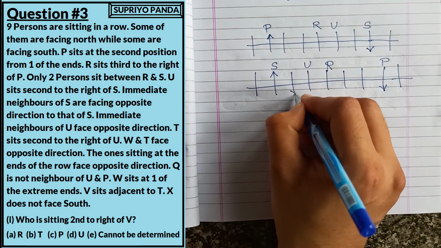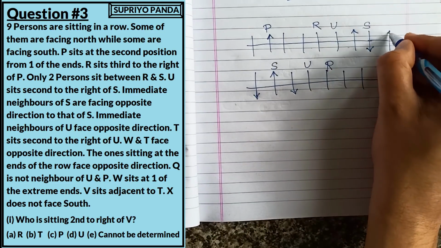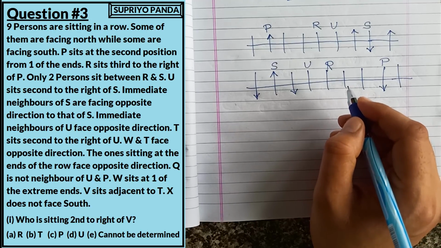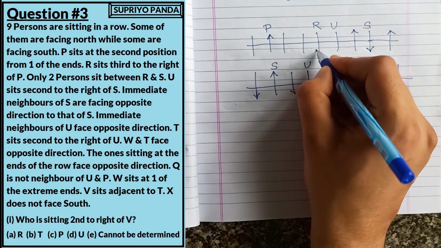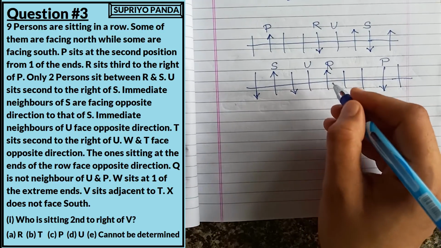Now immediate neighbors of S are facing opposite direction to that of S. Fine, that is very fine. So this will be the direction of the neighbors of S. So we have direction like this. Immediate neighbors of U face opposite direction. Okay, that is nice. So opposite direction for immediate neighbors of U. Okay, opposite direction, we have put it over here.